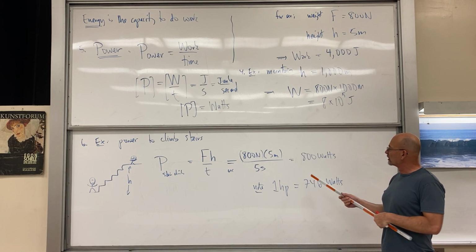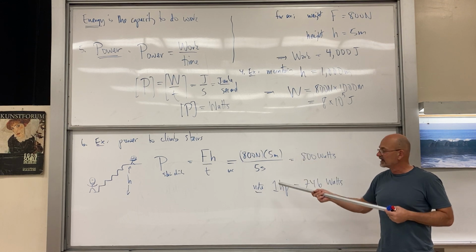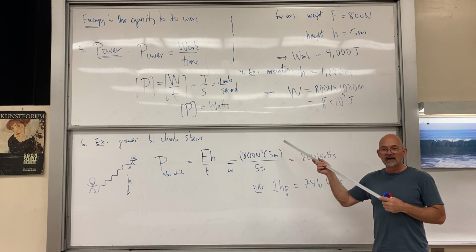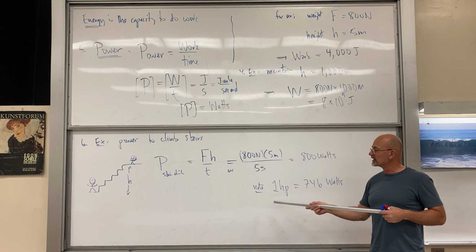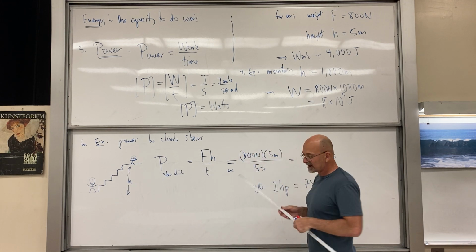And again, we're going to be able to have expressions for power that are much, much larger than this, and that are much, much smaller than this. But this is a human power output, well defined here. Stair climb, 5 meters, 800 newtons.